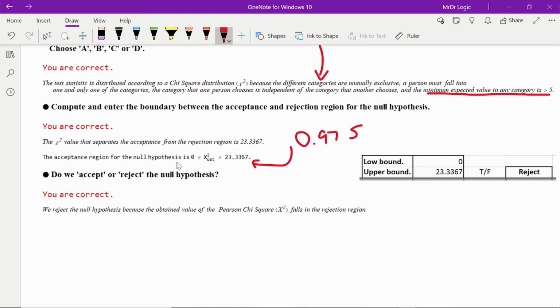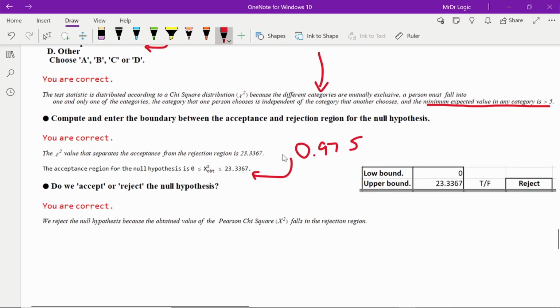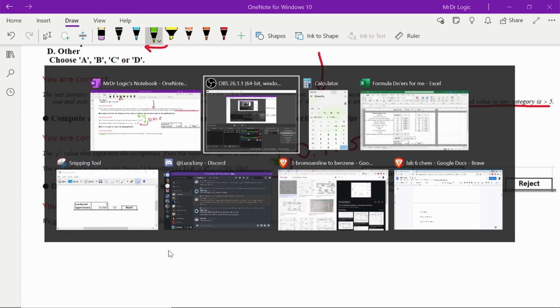Lower bound, upper bound, you can see it right here. Our value was 40 something. Obviously it falls outside, so we reject it immediately. And that's it for module 15.